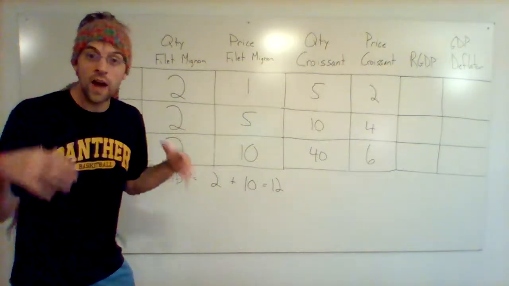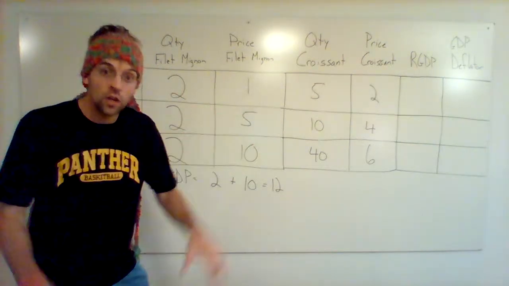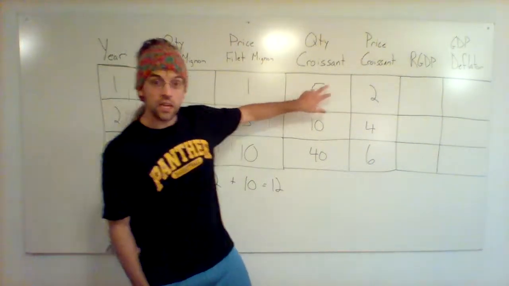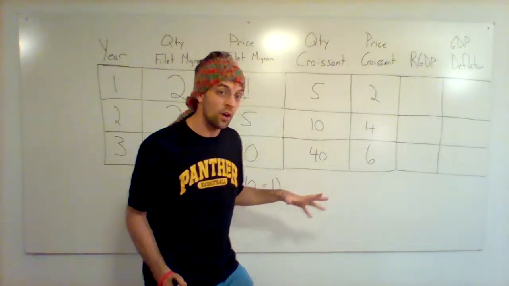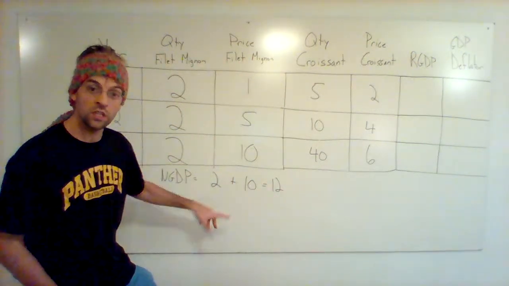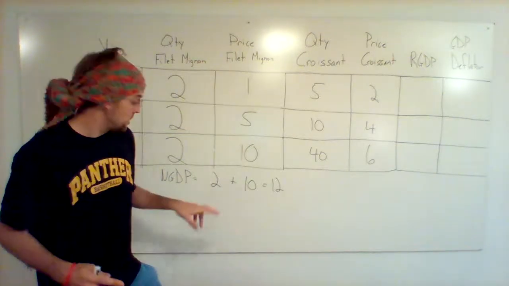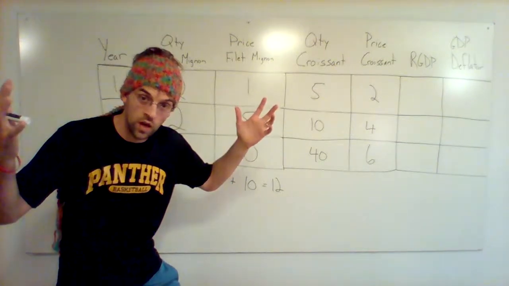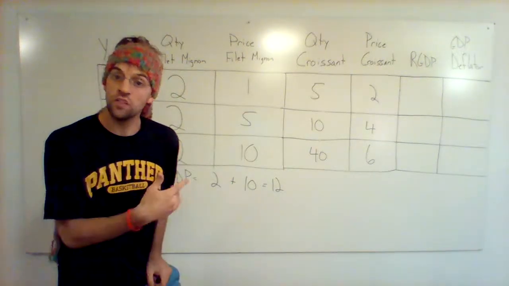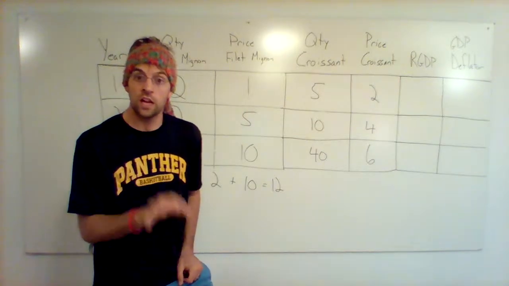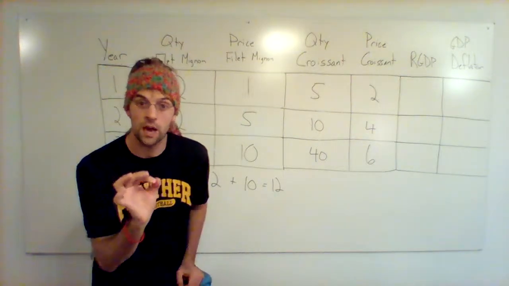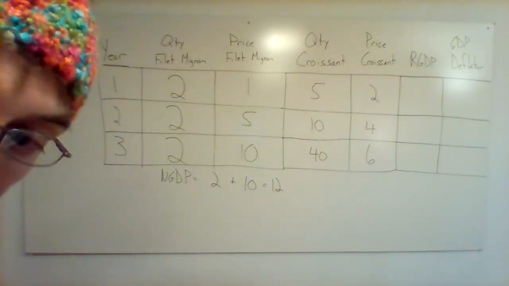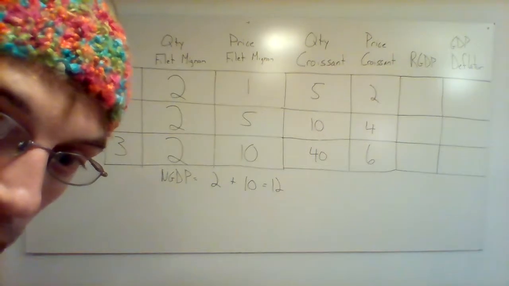But I also have more here now. I have croissants going along with my filet mignon. So I got 5 croissants at $2 apiece. That gives me a total of $10 worth of croissants produced. In my country, I've produced $12 worth of final goods and services. Okay? I'm going to step back here. You see if you can figure out the nominal GDPs for year 2 and year 3. Remember, for both goods this time, all right?